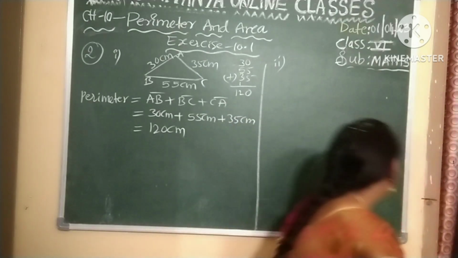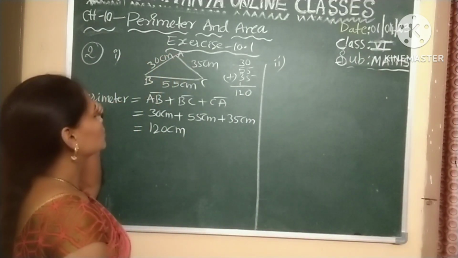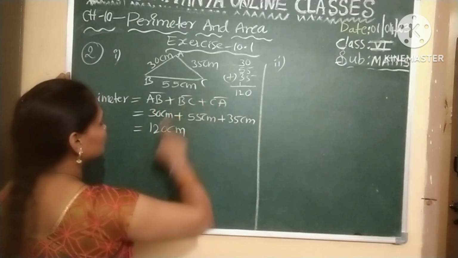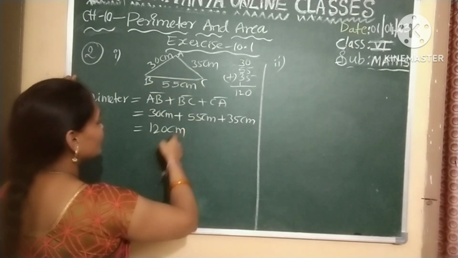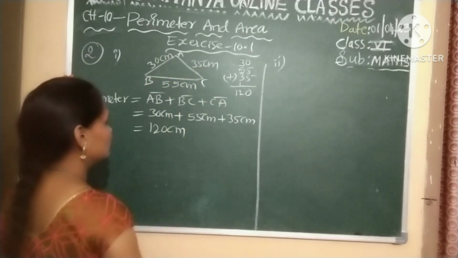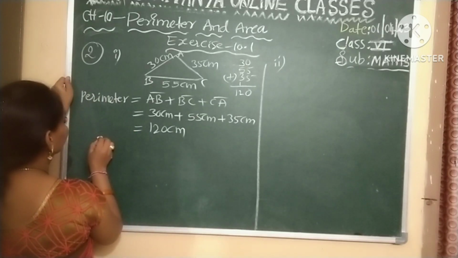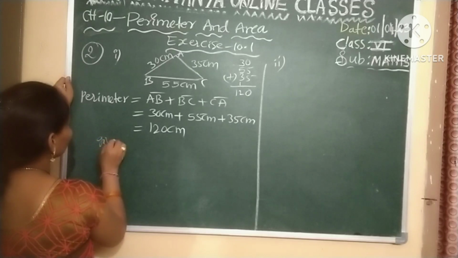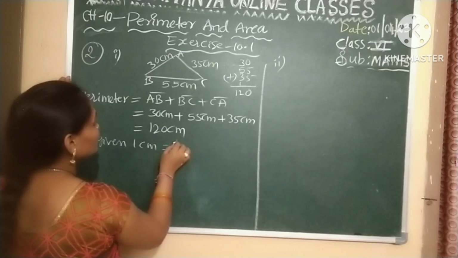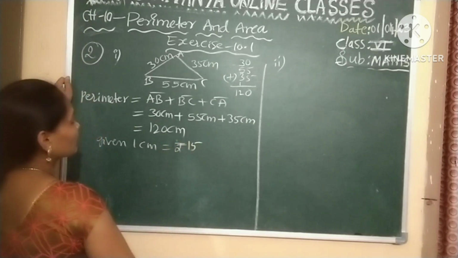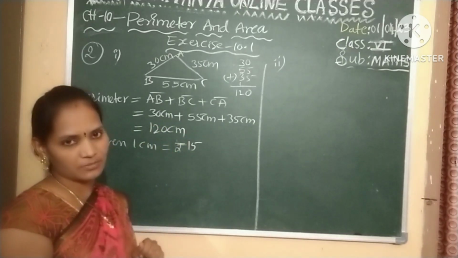Let us see. Here, the first figure given is a triangle. First we should find the perimeter of the triangle: AB plus BC plus CA. That is the formula. Whatever sides are given, I wrote and did the sum also. So 120 centimeters we got as the perimeter of the triangle. Now given in the question is the cost for 1 centimeter. 1 centimeter cost is 15 rupees. If 1 centimeter cost is 15 rupees, what about the cost of 120 centimeters?